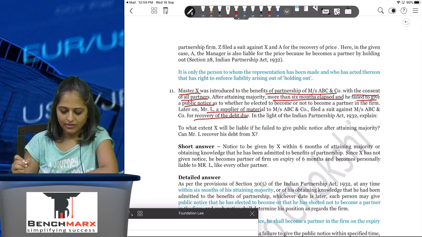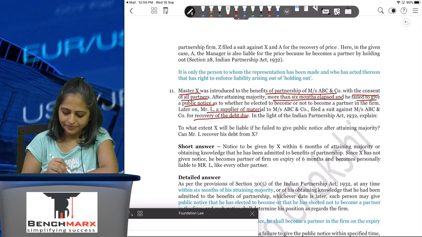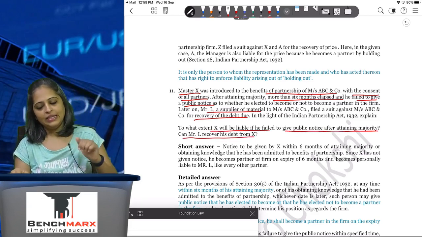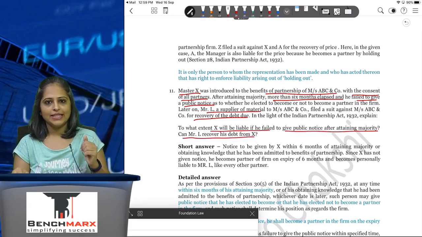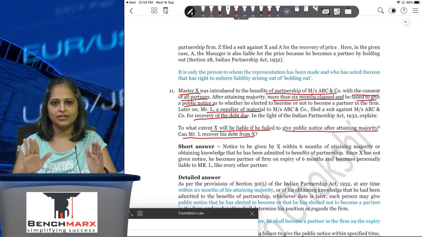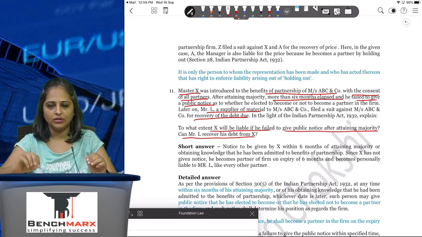In light of the Indian Partnership Act, explain to what extent X will be liable if he failed to give public notice after attaining majority. Can Mr. L recover his debt from X? What does the Indian Partnership Act say? Indian Partnership Act says that if you are a minor, you have been admitted to partnership with consent of all partners, great, you can be admitted as a partner.